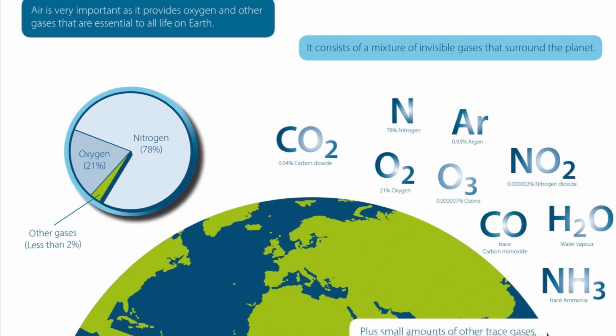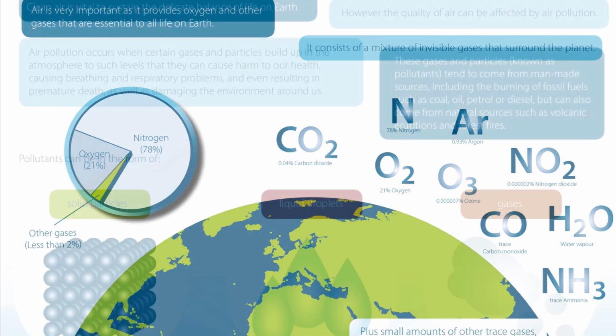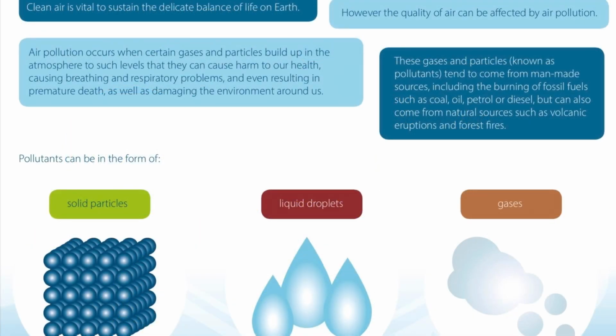There are also some other trace amounts of gases such as methane, which have very low concentration as compared to nitrogen and oxygen. So air provides us oxygen and also protects us from various harmful radiations that are coming from the sun. Clean air is very important to have a balance and to have sustained life on earth.